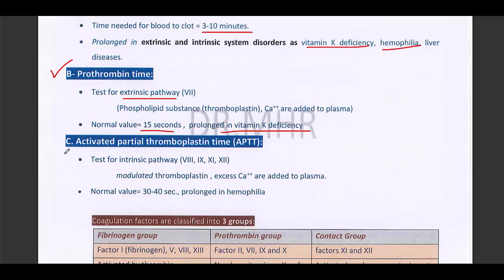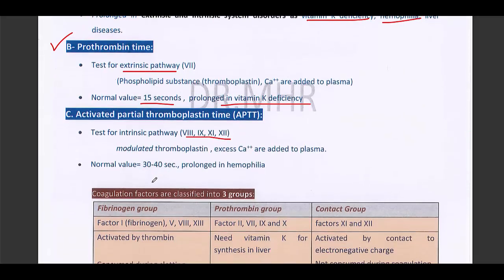Now, activated partial thromboplastin time, or APTT, tests the intrinsic pathway, for factors 8, 9, 11, and 12. Thromboplastin and excess calcium are added to plasma. Normal value is 30 to 40 seconds. It is prolonged in hemophilia.